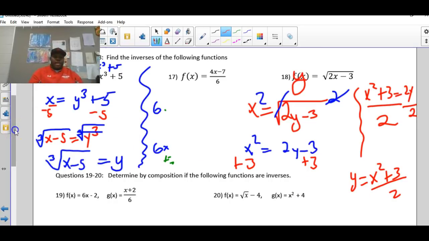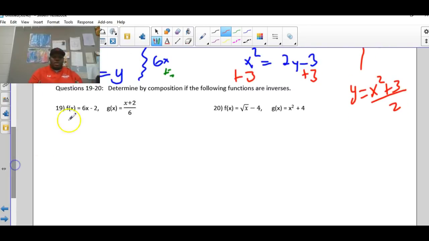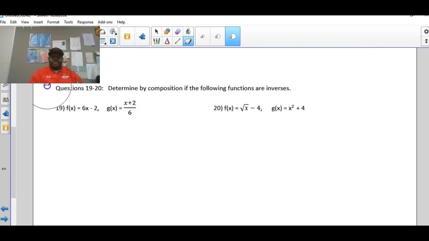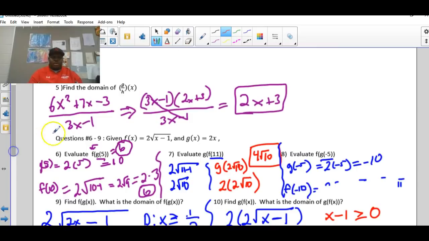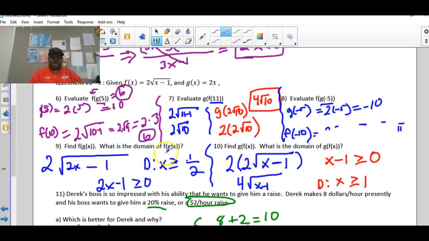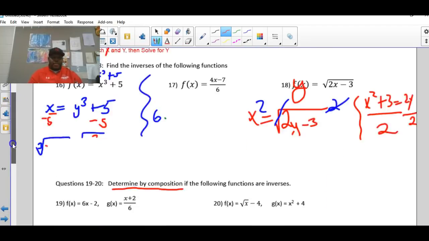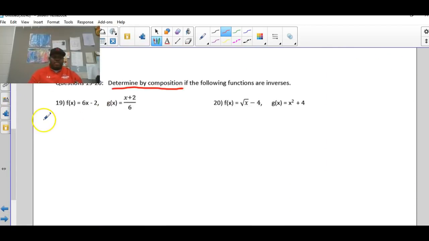Alrighty. Now, last two problems. Determined by composition. Now if you look back on the front, you did composition functions. You did it right here. You did 6, 7, 8, 9, and 10. These were composition functions, especially these two. And that's exactly what we're going to do on this back side. With these composition functions, the first one we're going to do is f of g of x.